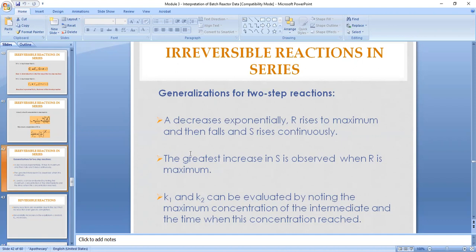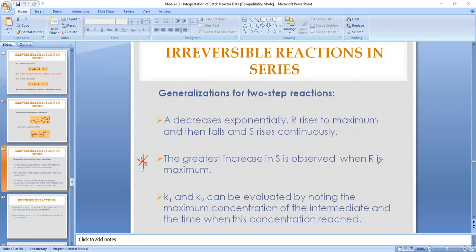Now we go to the second thought in here, or second generalization. The greatest increase in S is observed when R is maximum. So as to the question, what is the essence of the formulas that were shown to you a while ago? This is the reason. The greatest rate of increase in the formation of the final product S will happen when R is maximum. And you have to determine the time when this R is maximum.